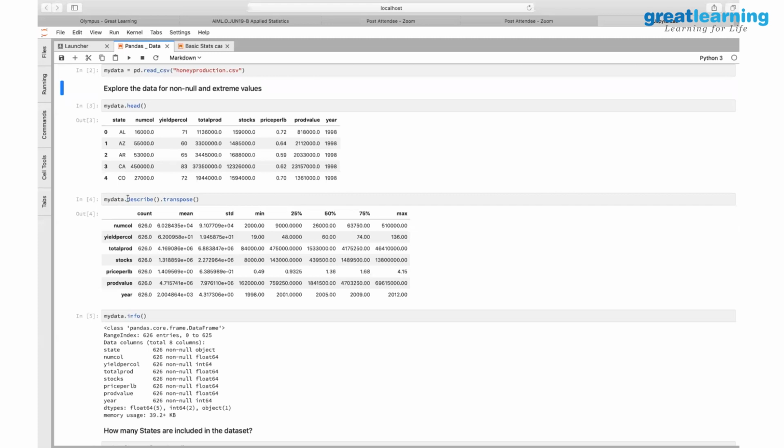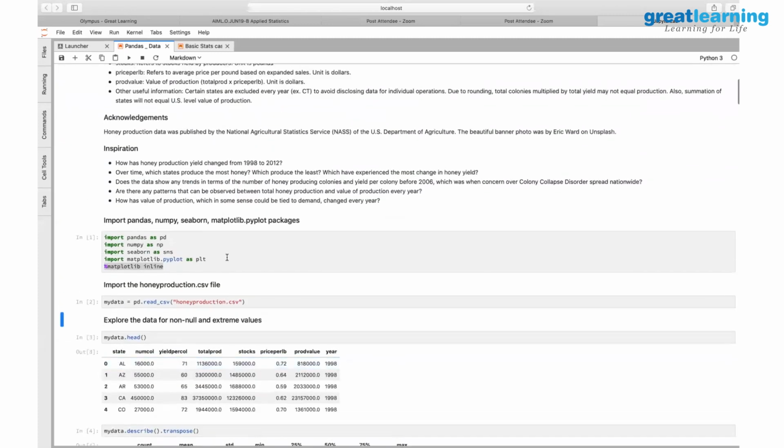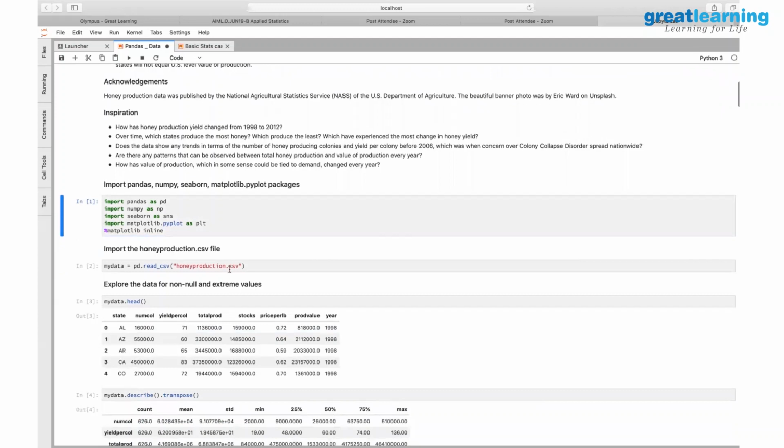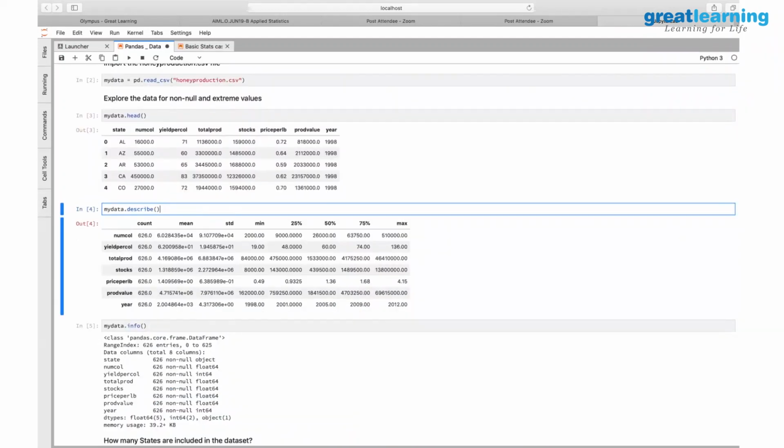So now I was talking about describe. Let me run this so that I can execute it in parallel. It gives the statistical summaries of all the numerical variables in the data.